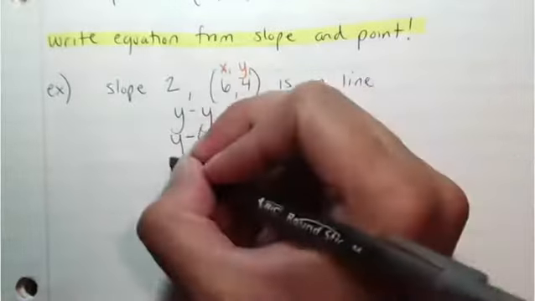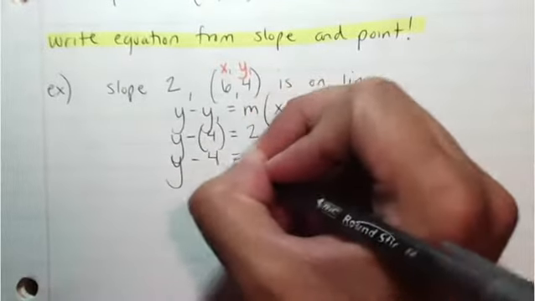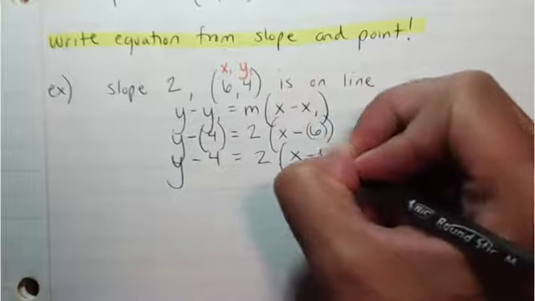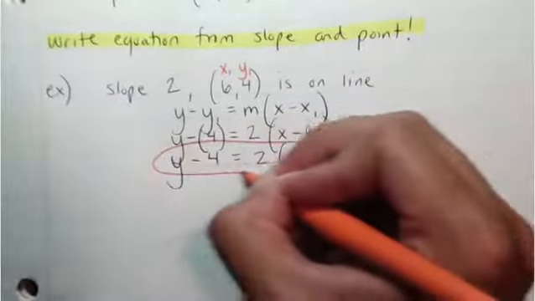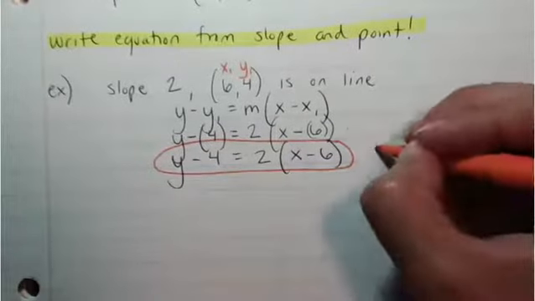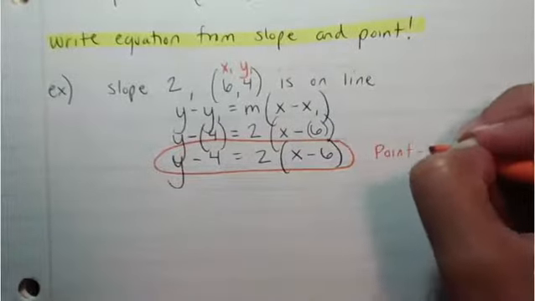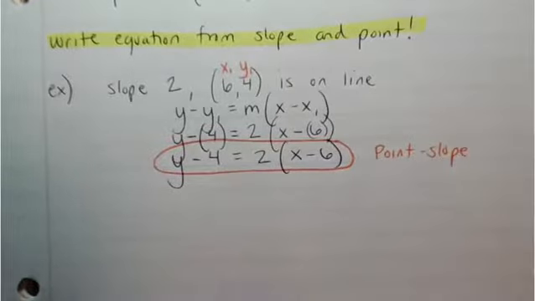If I want to get rid of the parentheses, I have y minus 4 is equal to 2 times (x minus 6). That right there is point slope formula. Okay, that's all. We just substituted it in.